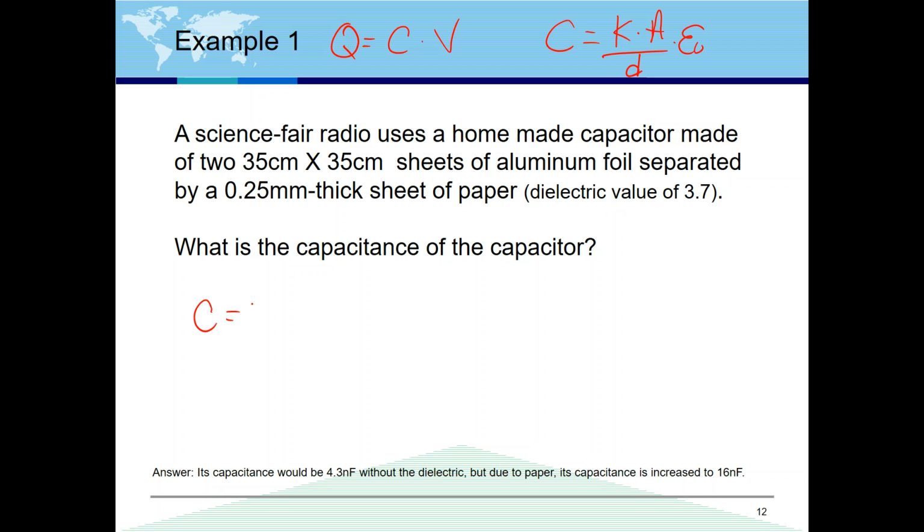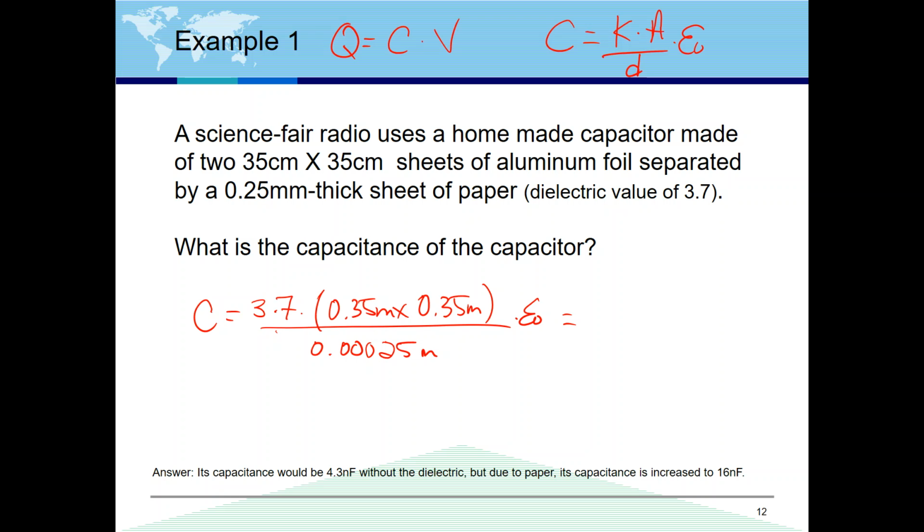So if I wanted to calculate capacitance, I would have to use the dielectric value of the piece of paper, the area of the capacitor, which would be 0.35 times 0.35, divided by the distance between them. If the thickness of the paper is 0.25 millimeters, that's pretty much the separation between the two plates. So this would be 0.00025 meters multiplied by epsilon naught. And that should give me my capacitance.